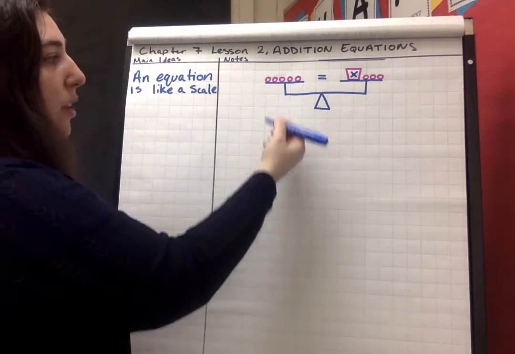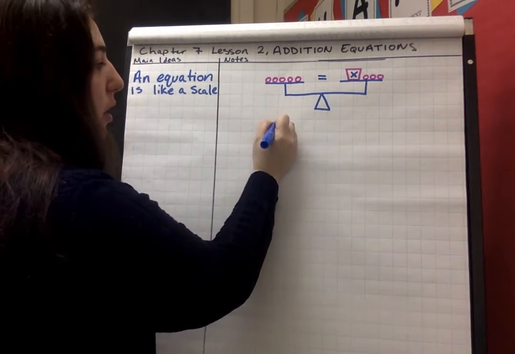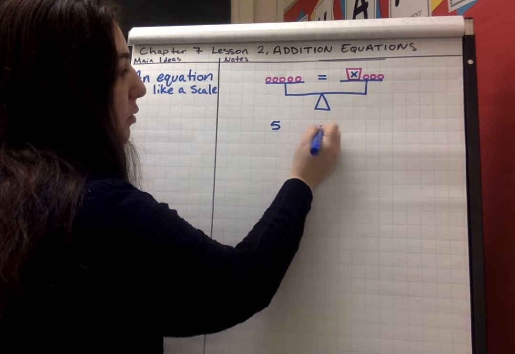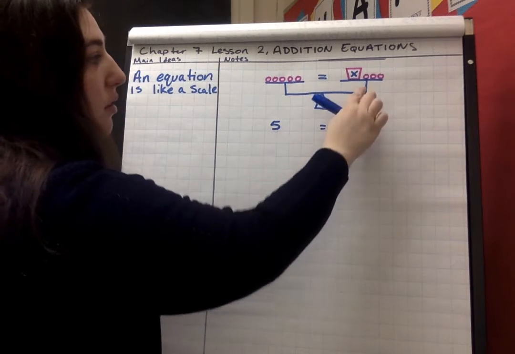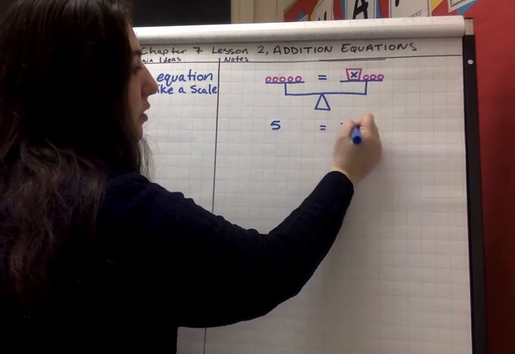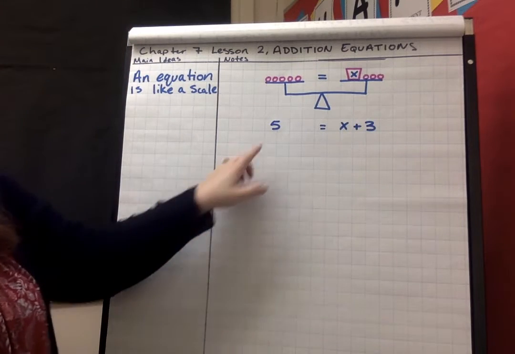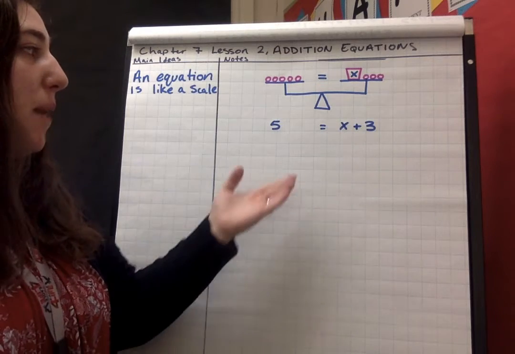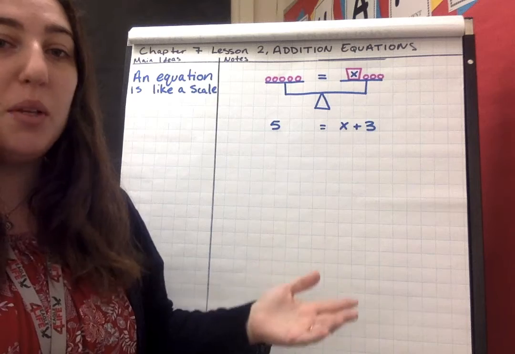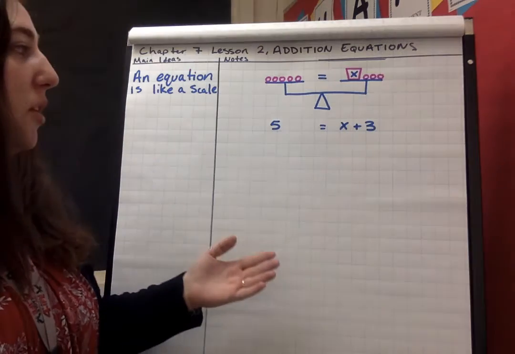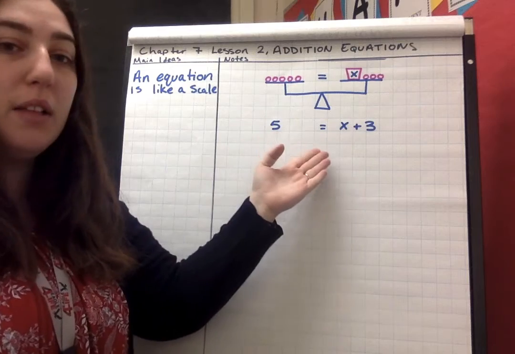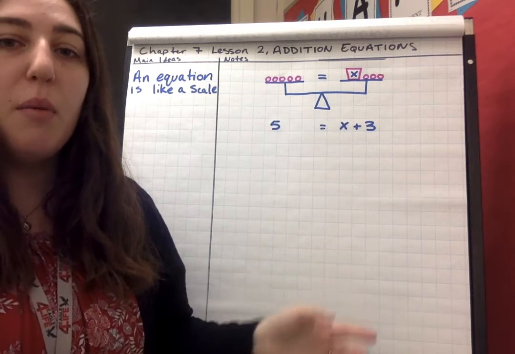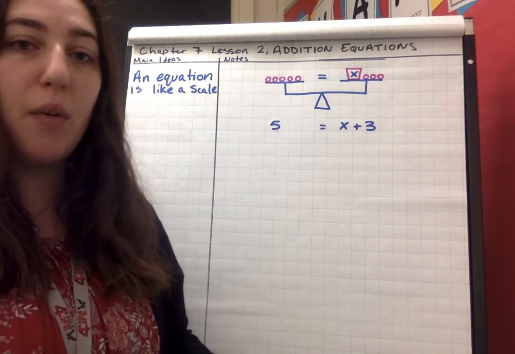Okay, so now let's rewrite what we have shown here. So we have 5 counters on this side, which is equal to x plus 3 counters. Okay, so we have 5 = x + 3. Now, a lot of you may know what x is. You can probably do this in your head. You can do this mentally. You're thinking, this is obviously balanced. So for it to be balanced, for it to be equal, I know what x is. But hold that thought, because remember, we need to follow our process.